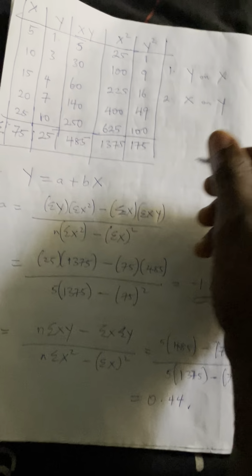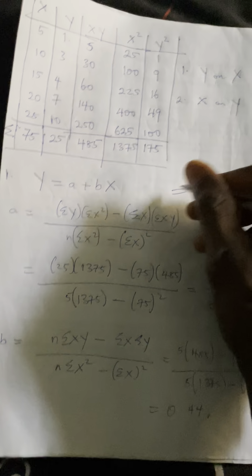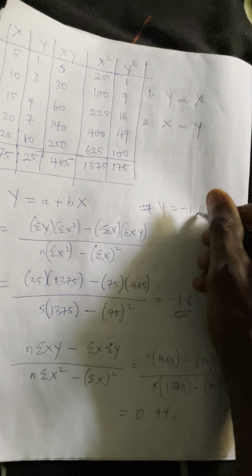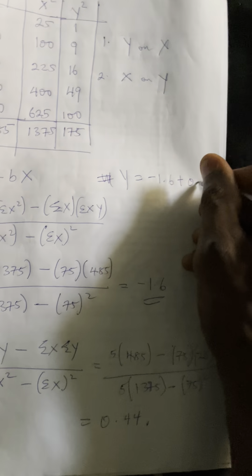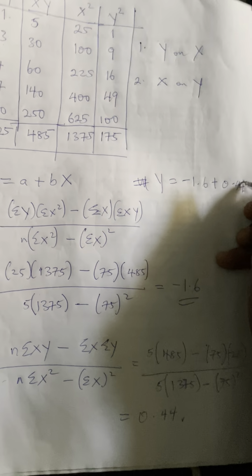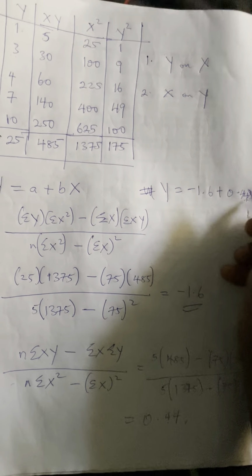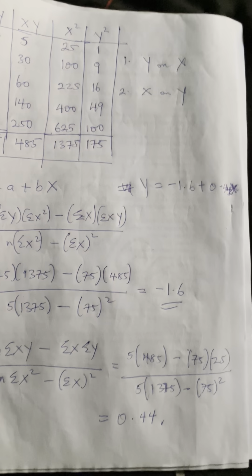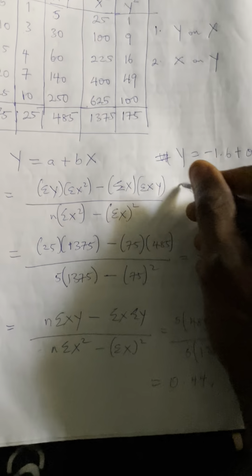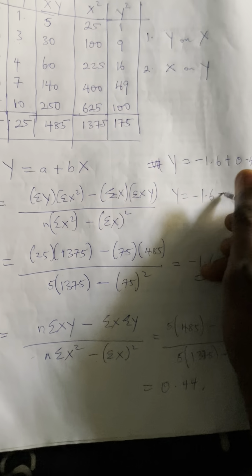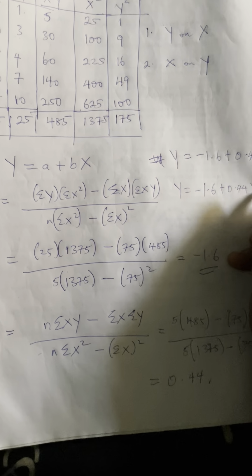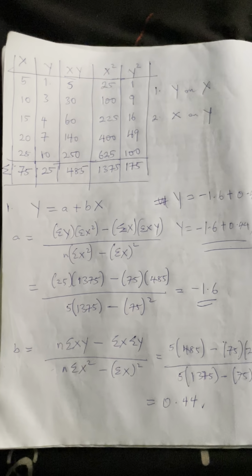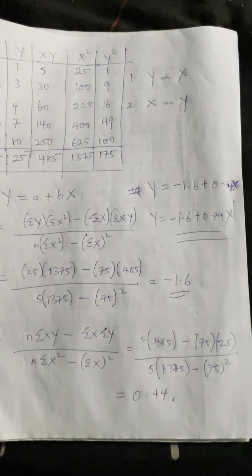And the final answer will now be y is equals to your a. What's your a? Minus 1.6 plus your b, which is 0.44x. Just substitute the value of a and b, that is y is equals to minus 1.6 plus 0.44x. So that's the final answer. Now this is how to solve the regression of y on x.